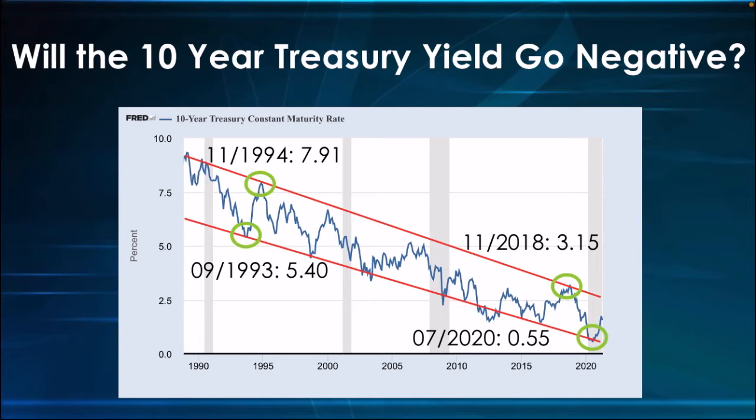The Treasury yield is the interest payment that the government pays to borrow money. And I have pointed out the dates where the Treasury yield was at its highest points and where it was at its lowest points. You can see the highest in 94 was 7.91, and then another high point was 3.15 in 2018, and a low point in 1993 was 5.40, and in 2020 we had a low point at 0.55.